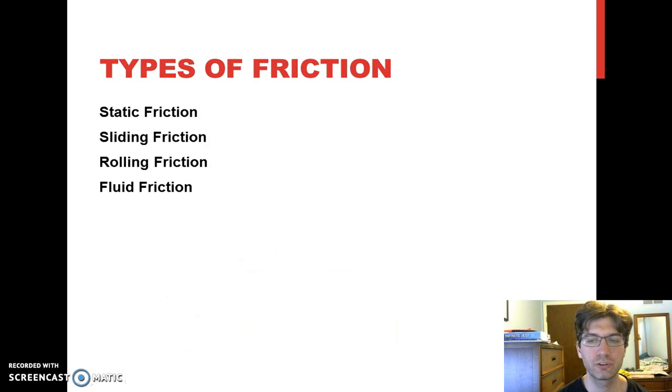Your book again goes into four different types of friction. However, these last three, sliding, rolling, and fluid friction, are really kind of the same thing. It just depends on a change in surface. Static friction, which is probably the most confusing one of the bunch, deals with what static means, and static means like stopping or preventing from moving.